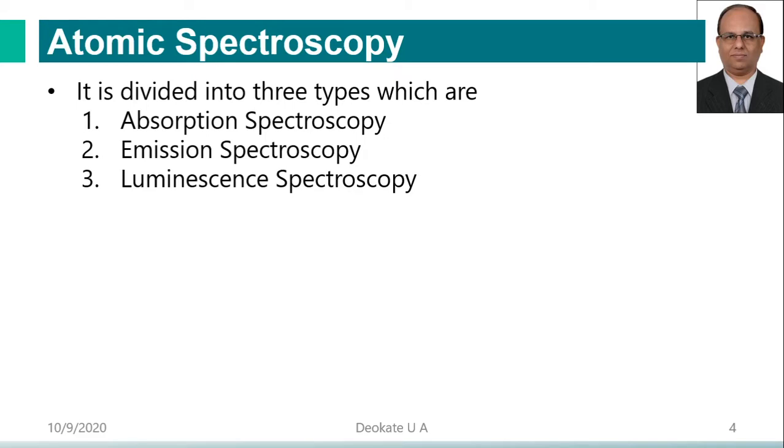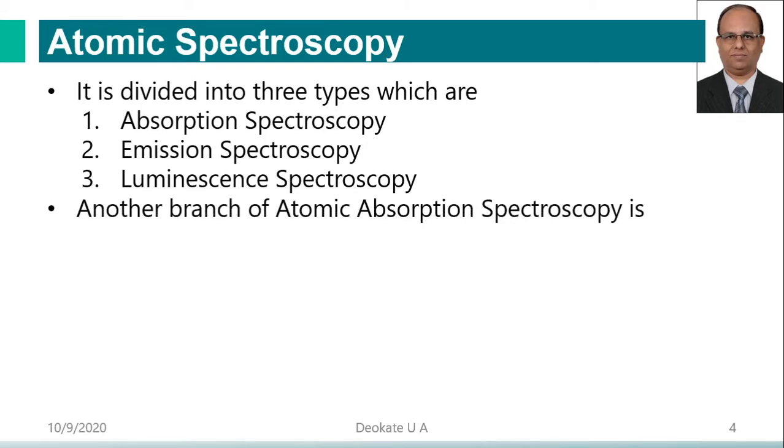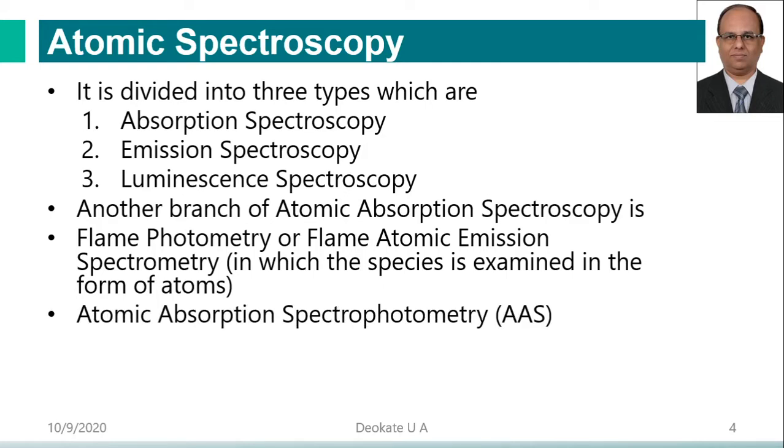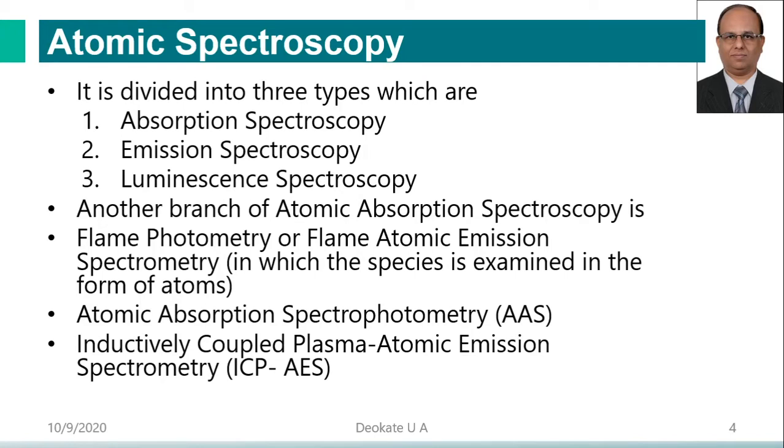It is divided into three types: absorption spectroscopy, emission spectroscopy, and luminescence spectroscopy. The different branches of atomic spectroscopy are flame photometry, or flame atomic emission spectroscopy, in which the species is examined in the form of atoms. The second one is atomic absorption spectroscopy, or AAS. And the latest technique is inductively coupled plasma atomic emission spectroscopy, called ICP-AES. As per our syllabus, we are going to see these two topics, flame photometry and atomic absorption spectroscopy.